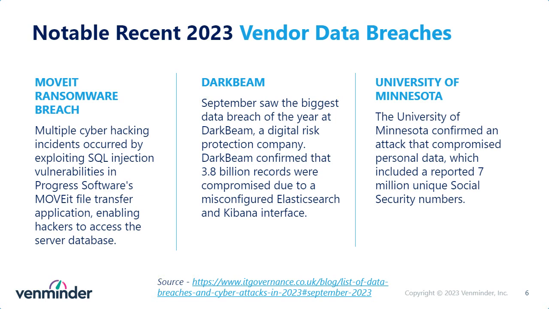Darkbeam, September saw the biggest data breach of the year at Darkbeam. They're a digital risk protection company, and they confirmed that 3.8 billion records were compromised, which is just insane. And then the University of Minnesota is another one. They confirmed recently an attack that compromised personal data, which included a reported 7 million unique Social Security numbers. And these are just three of many. But we bring them up because I think it's important to understand that the impact really is real. And I think in 2023 we saw that probably more so than in the past.